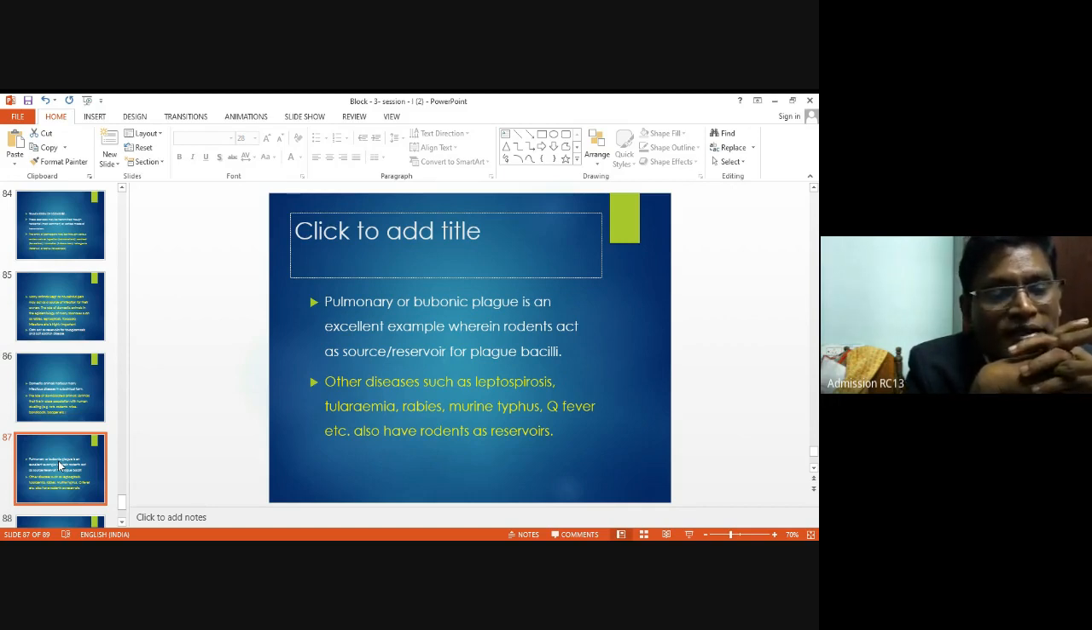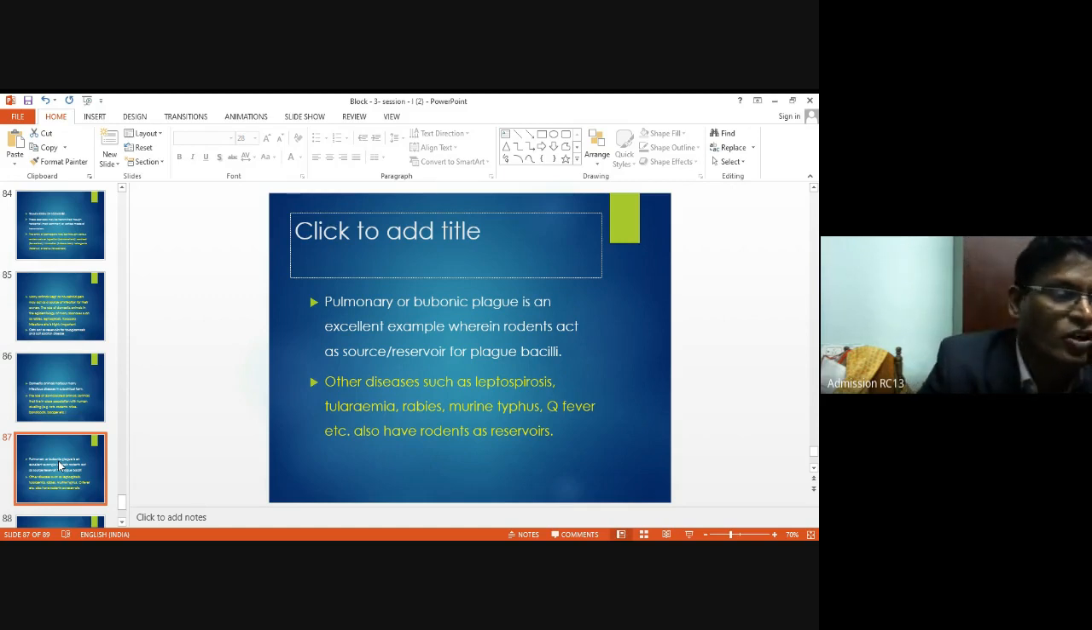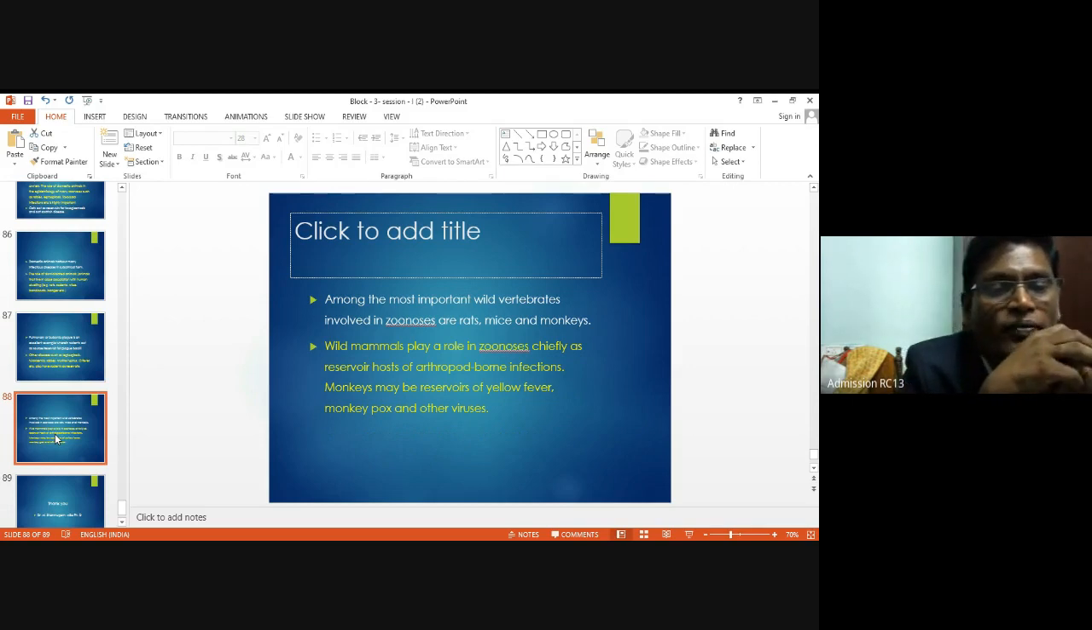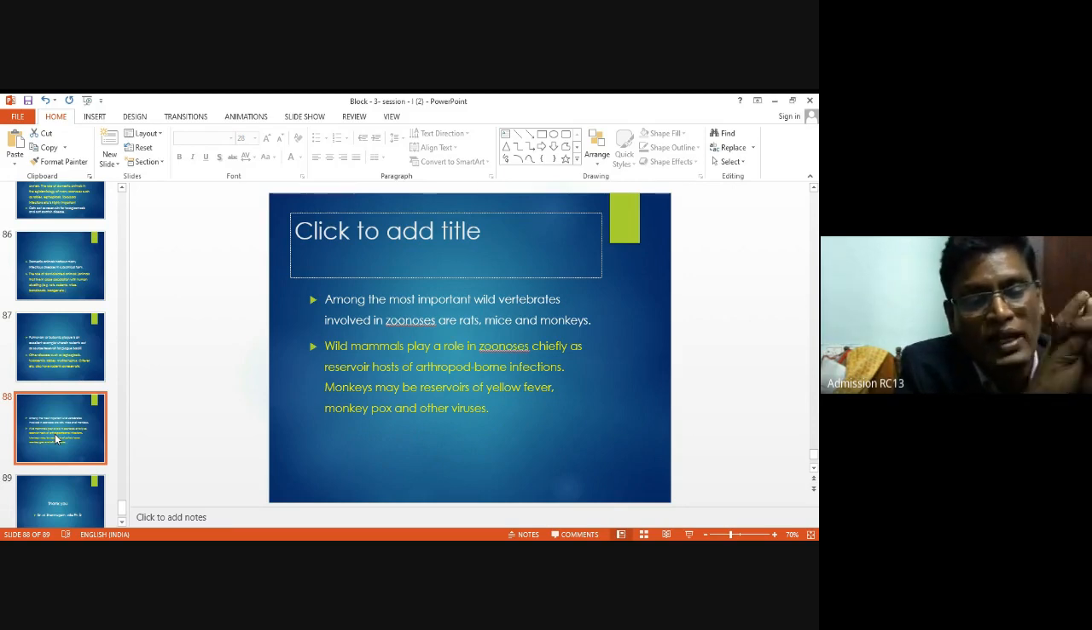Other diseases such as leptospirosis, tularemia, rabies, murine typhus fever, etc. also have rodents as reservoirs. Among the most important wild vertebrates involved in zoonoses are rats, mice and monkeys. Wild mammals also play a role in zoonoses, chiefly as reservoirs of arthropod-borne infections, and monkeys may also be a reservoir for yellow fever, monkeypox and other viruses.